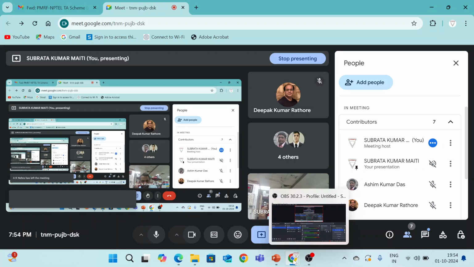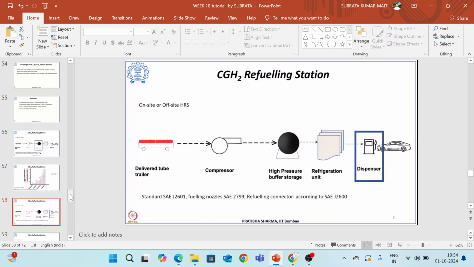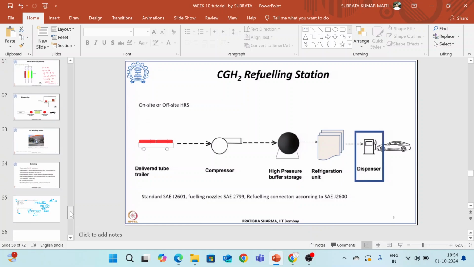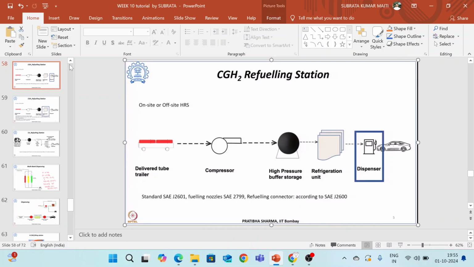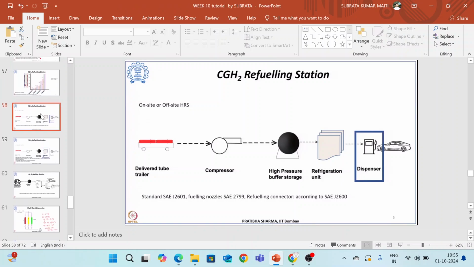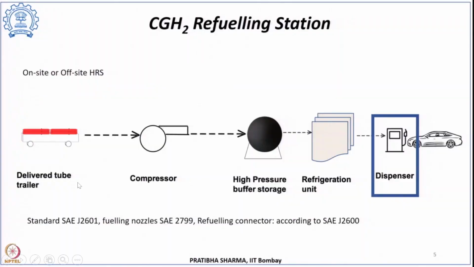This is all about the fueling stations. Whatever we are discussing about these things, how the fueling stations work, this is important. Fueling stations means the hydrogen will be carried from somewhere else where the hydrogen is generated, the generation plant. It will be carried through the tube trailer or maybe pipeline.